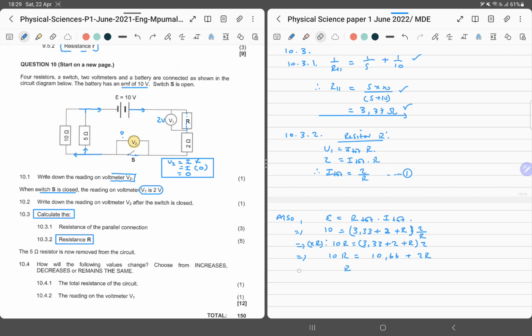I don't want to prolong this, I'm tired. So you know guys, what are the gymnastics necessary here? You just take 10, you subtract 2, you get 8. So basically you're going to have 10,66 divided by 8. Okay? So 10,66 divided by 8 is 1,33 ohms.